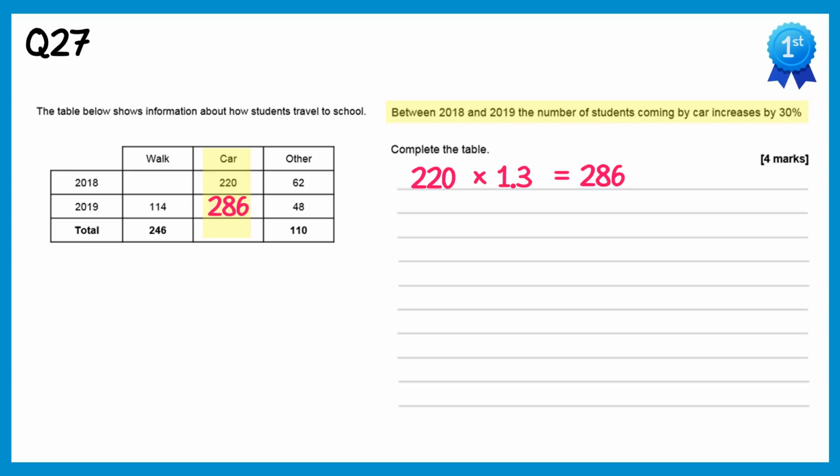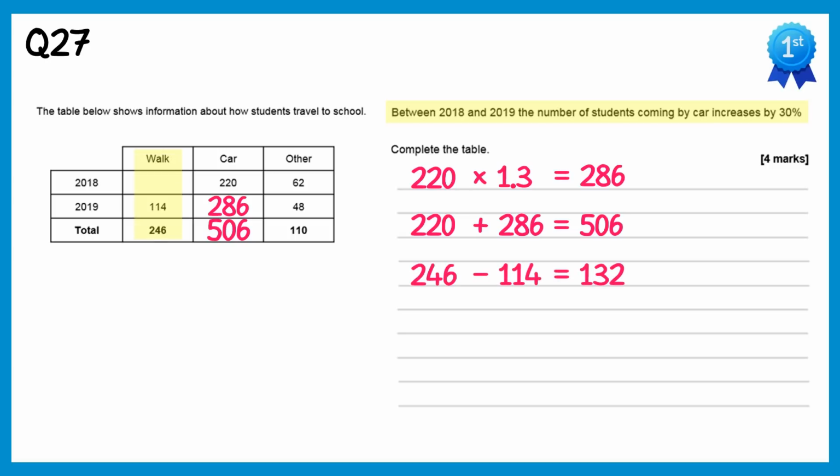We can also complete this column by finding the total, so 220 add 286 gives you 506. So that's the total for cars. The only missing value is 2018 for walk, so we need to do 246, take away 114, which gives you an answer of 132. So this is the number of people that walked in 2018.